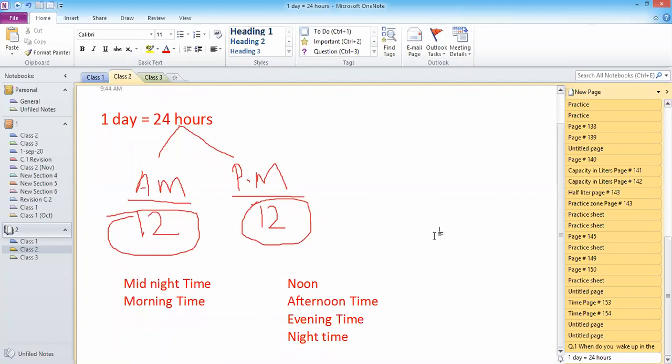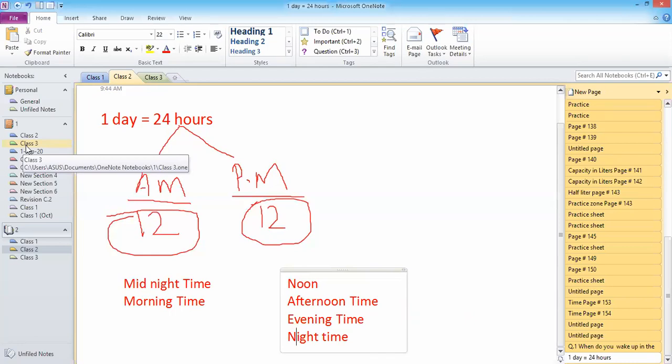This is, guys, PM. 12 o'clock noon. After 12 o'clock, you will say afternoon time. Evening time, 5 o'clock in the evening, 6 o'clock in the evening, and night time, 7 o'clock in the night, 8 o'clock in the night, 9 o'clock at night, 10 o'clock, 11 o'clock. So these are all included in PM. So at 12 noon, PM starts, and at 1 PM your classes will end. My school classes will be finished at 1 o'clock or maybe 1:30. So it's afternoon time. So you will say 1:30 p.m.